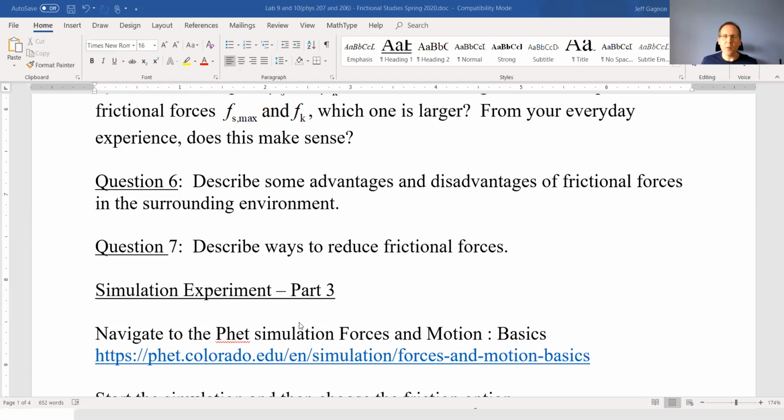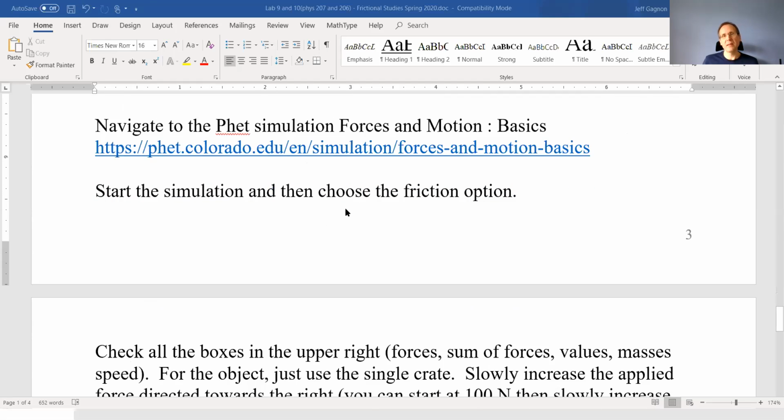Okay, and then there's one other part. So this is a pretty short lab, but there's one other part. It's a simulation. Actually, it's a similar simulation to the one you used when you did Newton's second law. So it's the same simulation, forces and motion, basics. So you want to go to that simulation site.